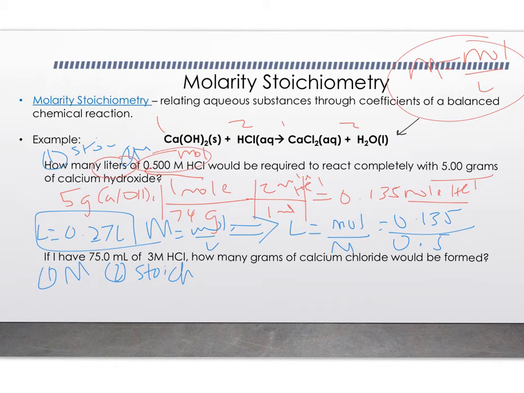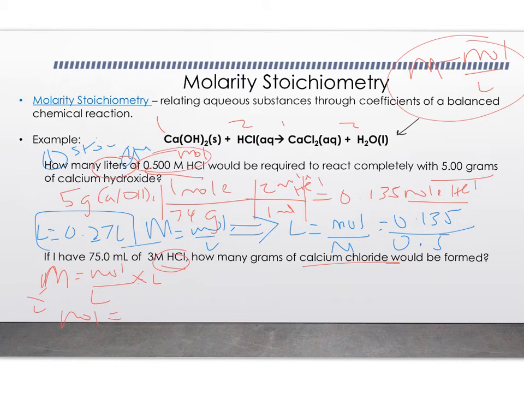In the second type of problem, we're given milliliters and molarity, and they're asking us to calculate grams of calcium chloride. So in this problem, we're going to have to do molarity first. And we need to calculate moles, because the only way to change the substance from HCl to calcium chloride is to relate it through a mole ratio. So molarity is moles over liters. Rearranging this to moles, we multiply both sides by liters.